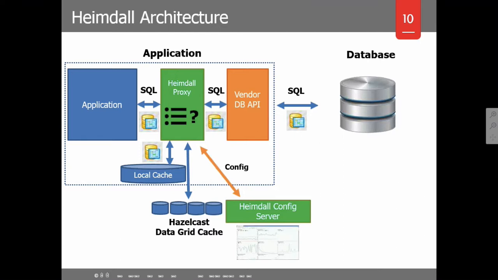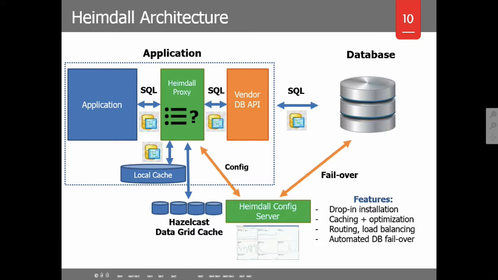So now what this allows you to do is get in-memory performance when executing queries and not having to send them all to the database. The Heimdall configuration server will also be aware of failover events in a database. So if you have multiple servers, primary, secondary, it will be aware of that and inform the Heimdall proxy on how to intelligently route queries through failures.